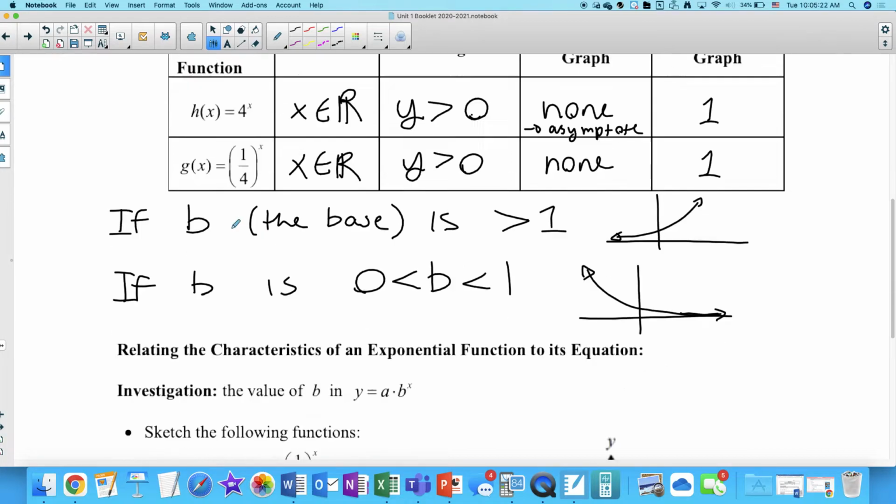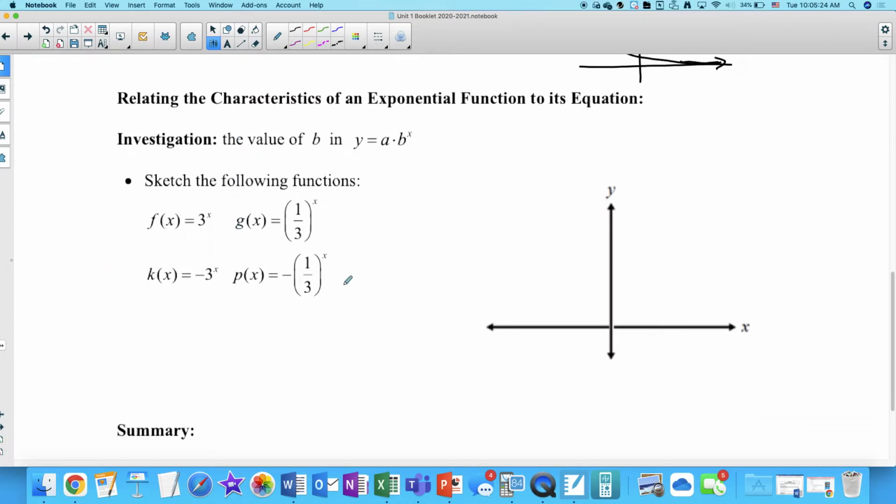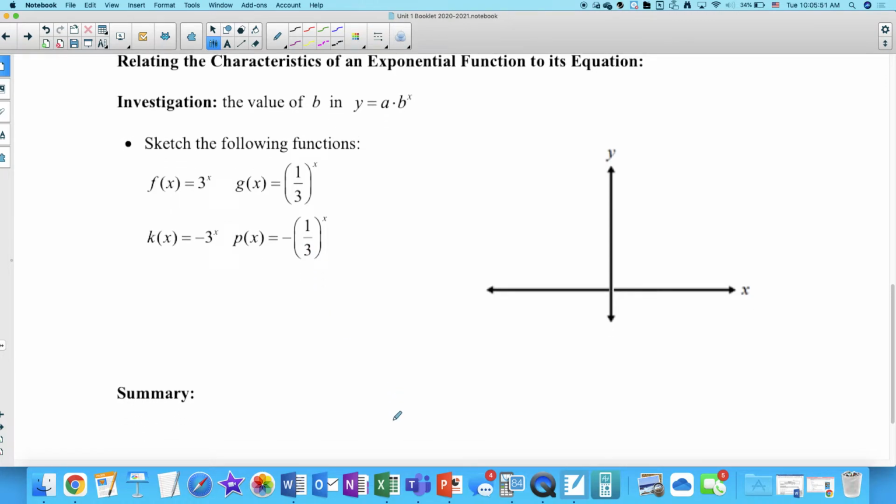Okay, so on a calculator now, let's actually graph all of these. So we've got f of x equals 3 to the x, g of x equals 1/3 to the x, k of x equals negative 3 to the x, and p of x equals negative 1/3 to the x. Okay? So before we actually go there, I want to be really explicit: if you're in this format, what is the a value and what is the b value?